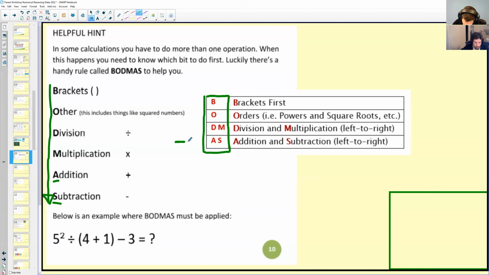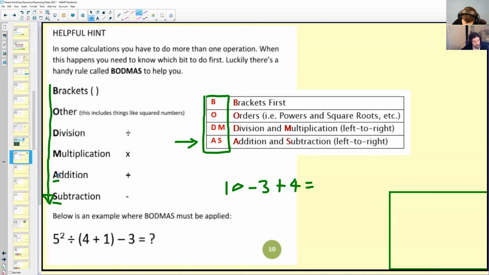But the most vital of all: addition and subtraction, purely by convention, we do from left to right. A question that I see an awful lot, for example, let's do 10 - 3 + 4. This is the one that will stump many people.